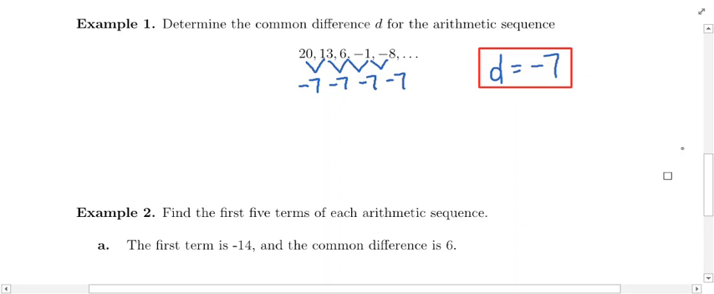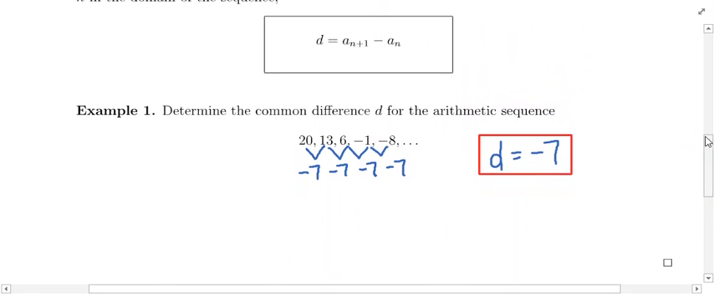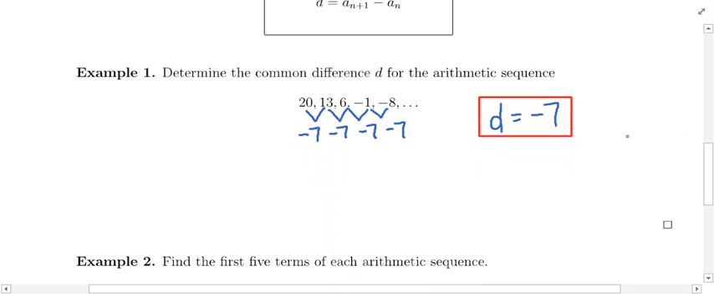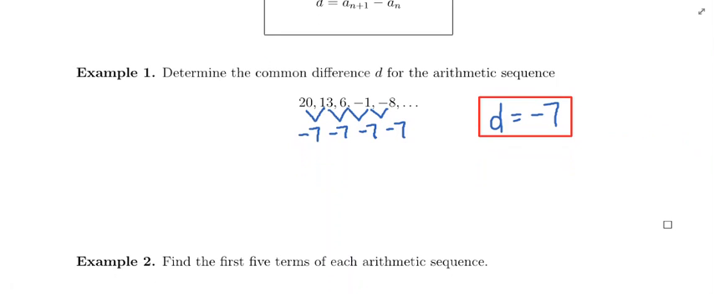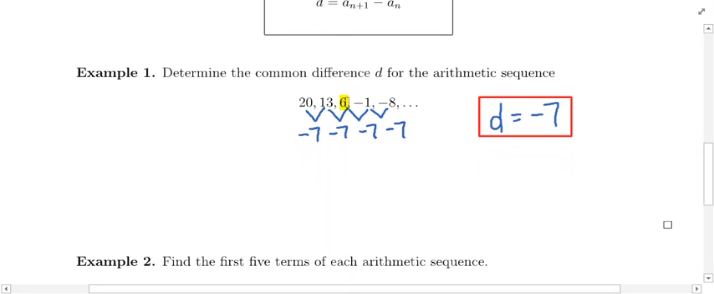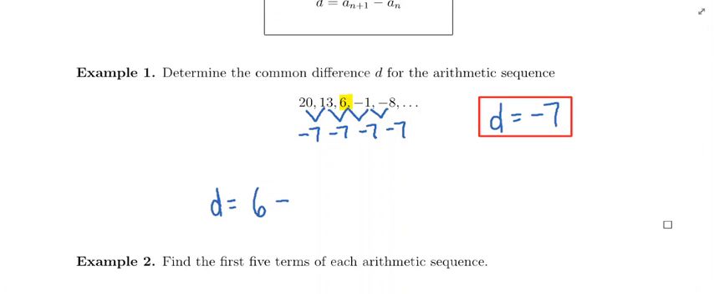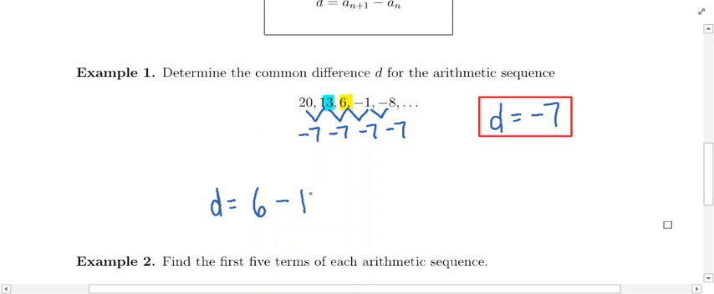If you wanted to use the formal definition, where it says pick a term and then subtract the one that came before it, if you know your sequence is arithmetic, it doesn't matter which term you pick. So if I pick 6 and wanted to calculate it with a pair of terms, I would pick the term 6 and subtract the one that came before it. The term that comes before 6 is 13. That's another way you could calculate the common difference.